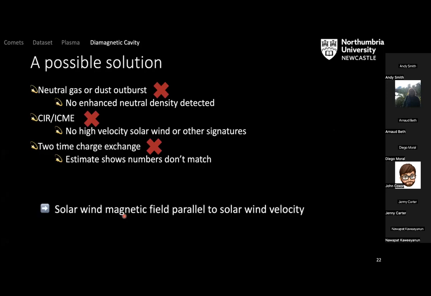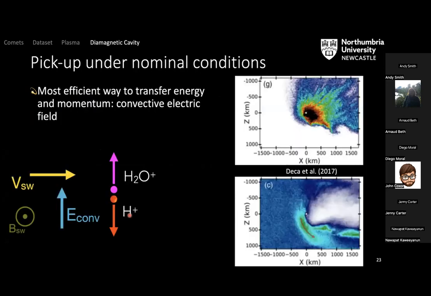And that leaves us with our last bit, which is that the solar wind magnetic field could be parallel to the solar wind velocity. So what does that mean? I've talked about pickup and deceleration and deflection, but the way this works is that the cometary ions sit there and feel the convective electric field of the solar wind. And so they get accelerated by this convective electric field into the direction of the convective electric field. So the cometary ions move, in this case, upwards.